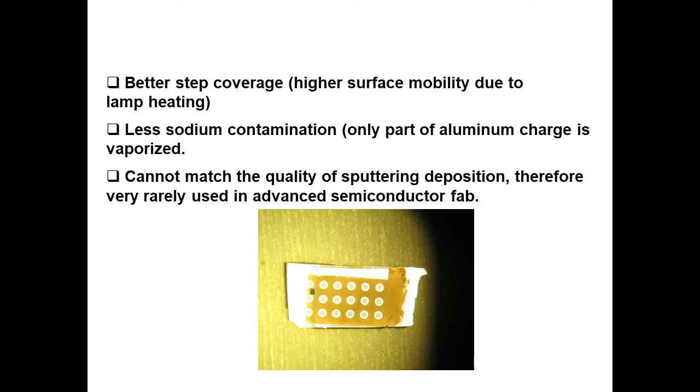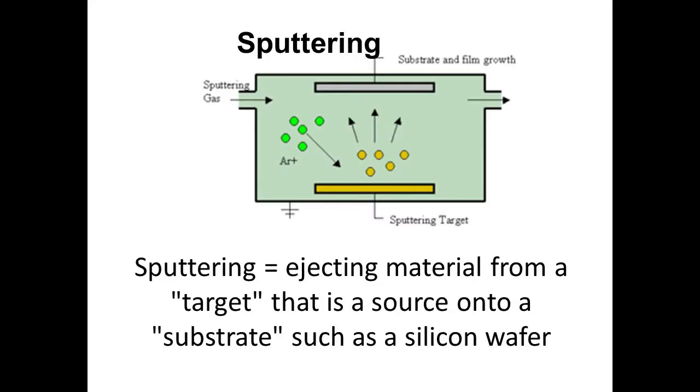Slide 69 is a simple slide. It just tells you about the advantages of using the electron beam evaporation technique. You will have better step coverage. Why? Because it has higher surface mobility due to the infrared lamp heating. It has less sodium contamination. However, the quality of the e-beam evaporation technique is lower than the sputtering deposition technique. So if you want high quality metal deposition, it is not used in advanced semiconductor fabrication labs.